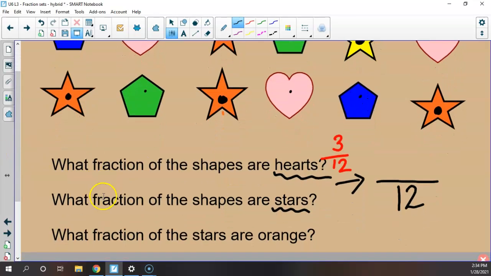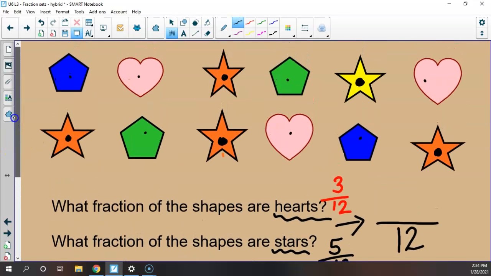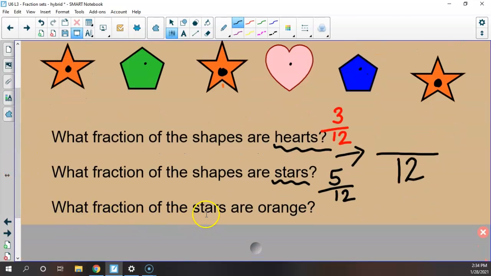And so that means that my fraction of shapes that are stars would be 5, and that's out of a total of 12 shapes. Now, this last question asks what fraction of the stars are orange? So I'm looking up. My denominator is going to change because I want you to notice that it says what fraction of the stars are orange, not what fraction of the shapes. It's what fraction of the stars.